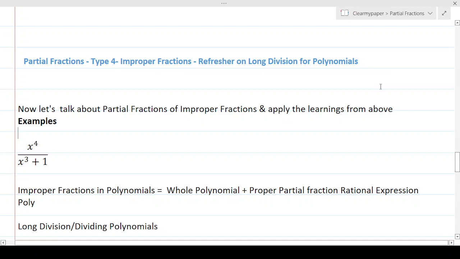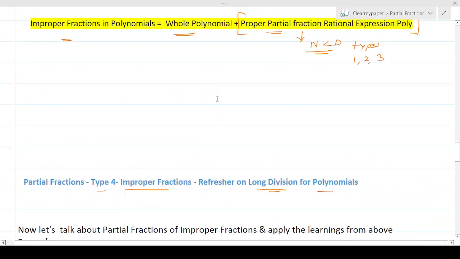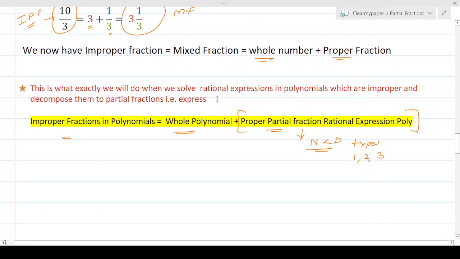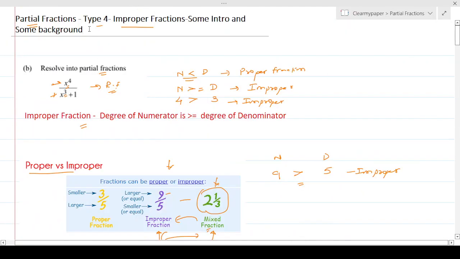Let's do a quick refresher on the long division of polynomials. This is more of a continuation video while we are solving type 4 partial fractions, and specifically we're talking about improper fractions as one of the types. If you haven't seen the last episode, please check it out, where I was giving the intro. The episode name is partial fractions type 4 improper fractions, some intro and some background.